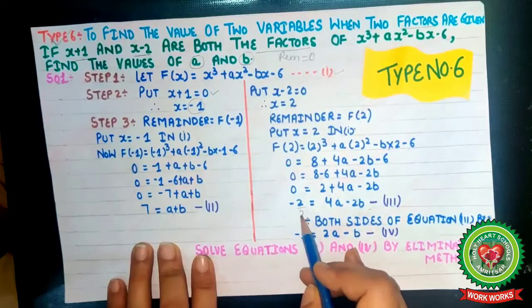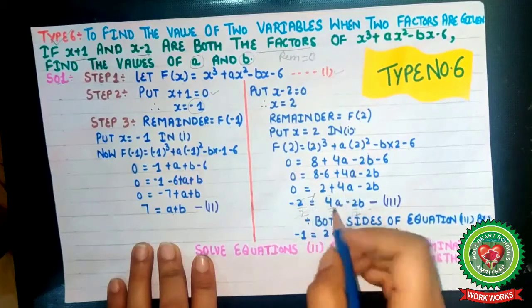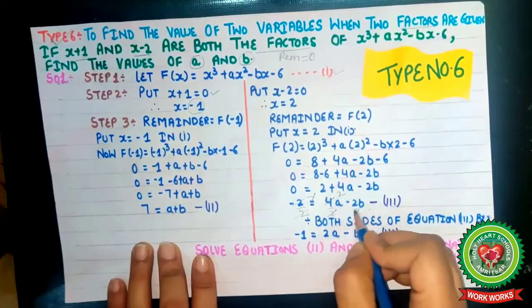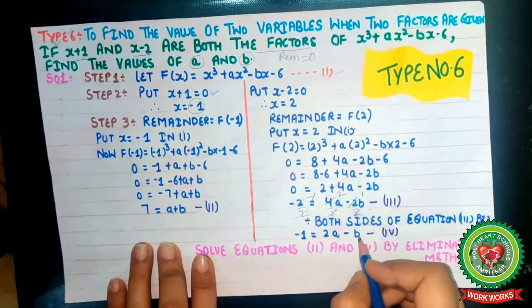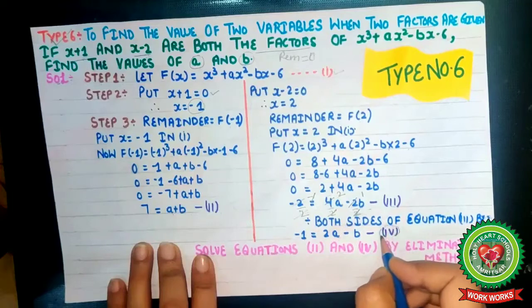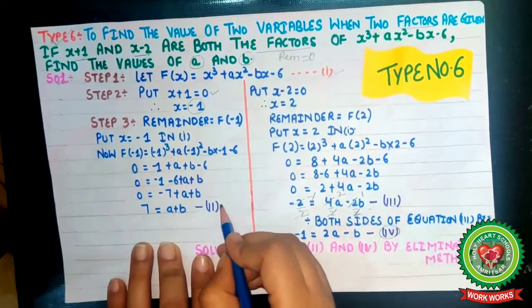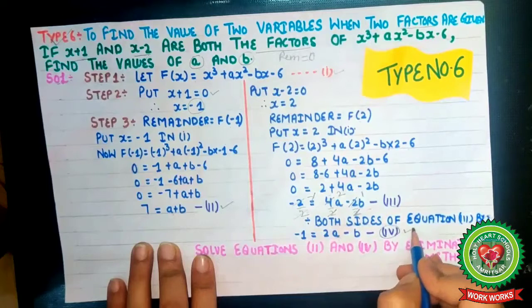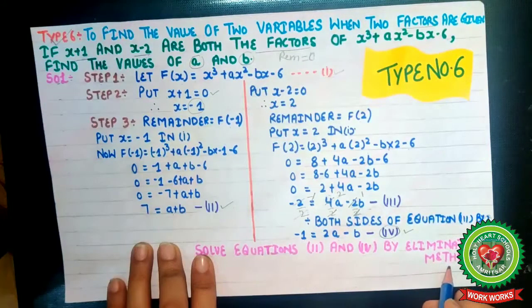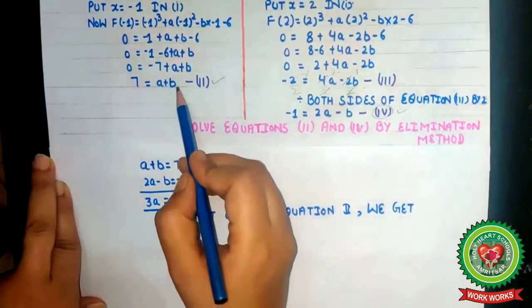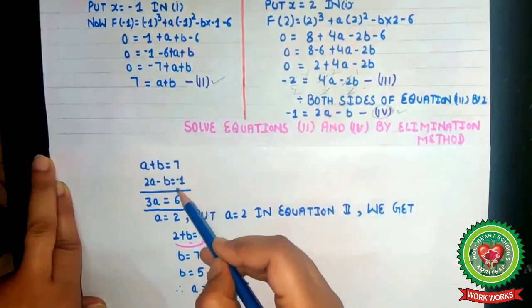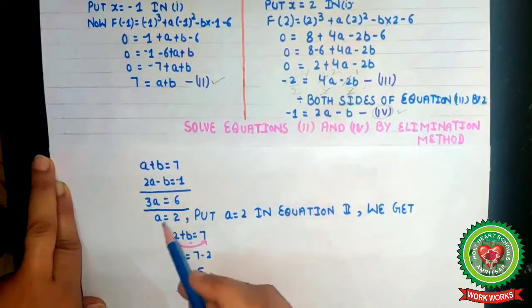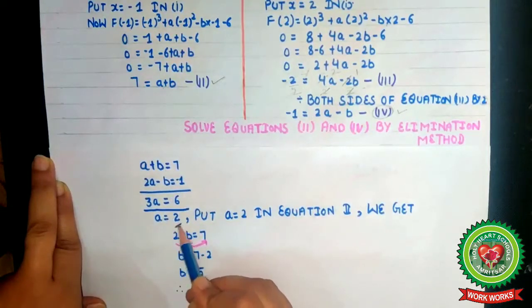Now, after dividing by 2 and cutting, what will I get? Minus 1, 2, and 1. So right here, minus 1 equals 2a minus b. This is the next equation, equation number 4. Now solve equation number 2 and equation number 4 using the elimination method. Students, this is the first equation, this is the second equation. After solving both equations by the elimination method, we get a equals 2.